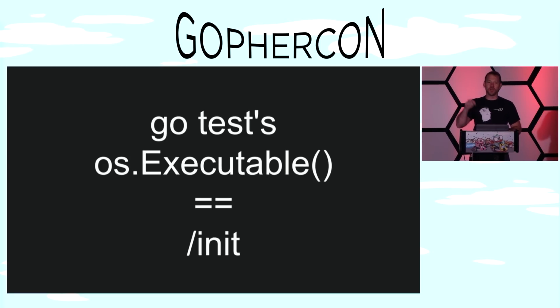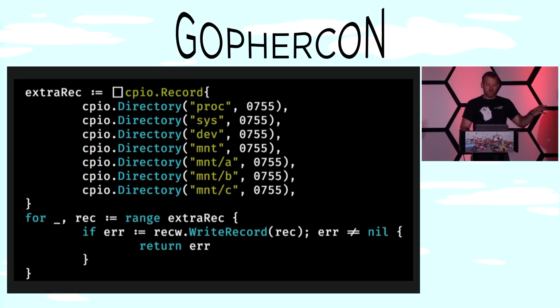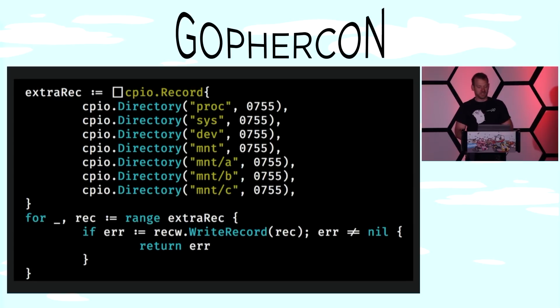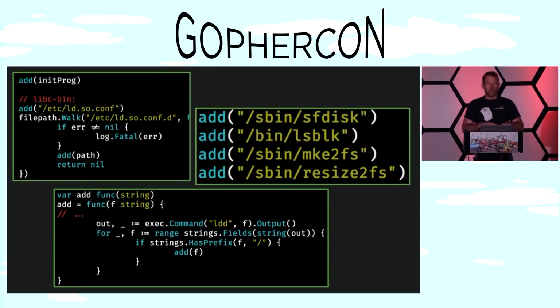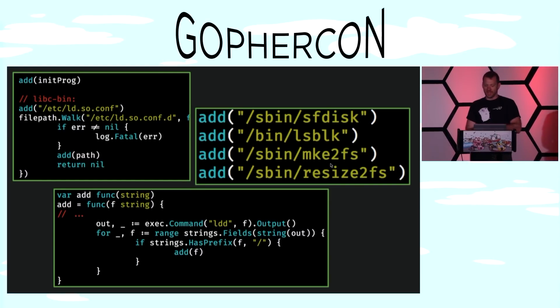So what we're going to do is take the Go test's own executable that we're running and copy it into the initrd, and we're going to build a user space dynamically. So we're going to generate the CPIO archive, and the init process is going to be us. And then we also generate some dummy mount points that we're going to use in our tests, and we need proc, sys, and dev mounted. And we're also going to put in some tools we need, like we need lsblk for testing and mkfs.ext2 to make a file system. But we also need all their dependencies. So we copy in the libc dependencies, and we call ldd to figure out the C dependencies of these tools, and copy those in.